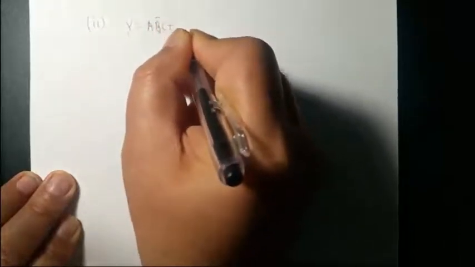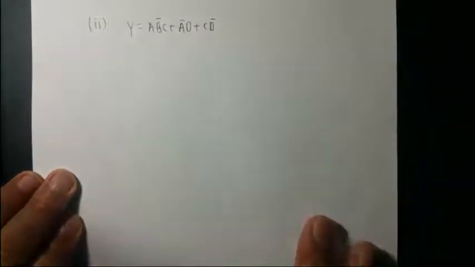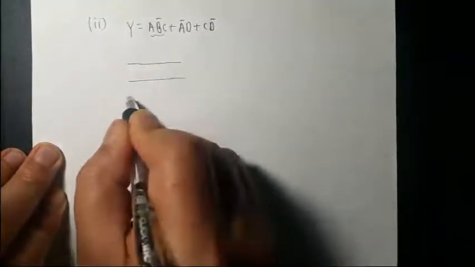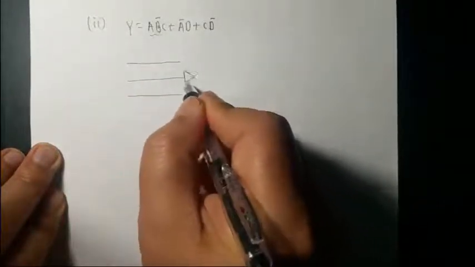So the second one, you have to build the logic circuit A B complement C plus A complement D plus C D complement. So how do you build the logic gates based on that? First let's put A B C, and you need a complement of B, so you need a NOT gate. This is a NOT gate.